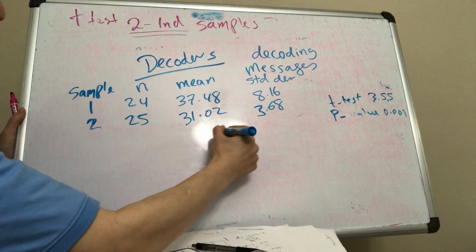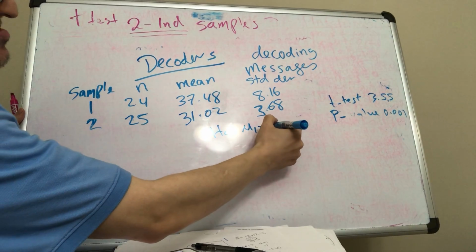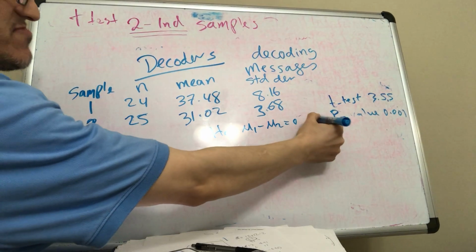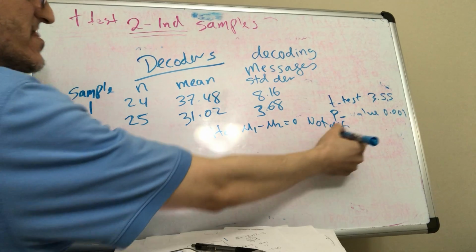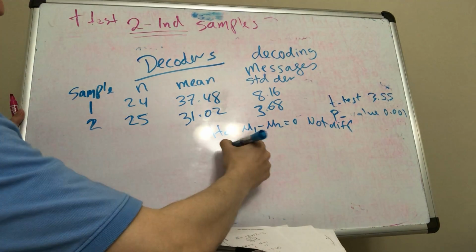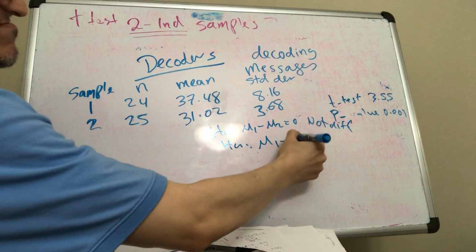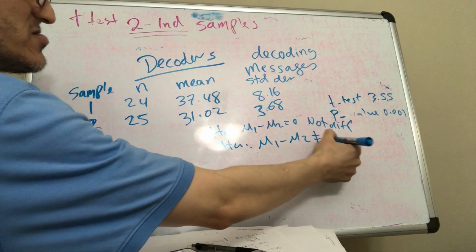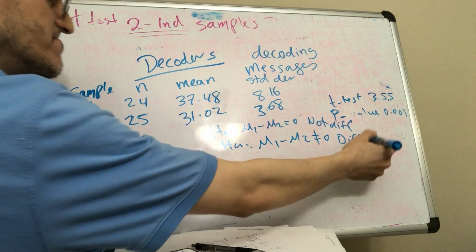But remember, H0 was mu1 minus mu2 equals 0. This means not different. And HA was mu1 minus mu2 not equal to 0, and this means different.